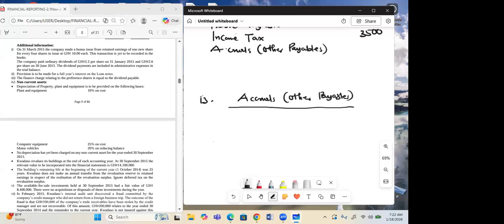From the question, the loan note interest payable. That was in working number 1, and it was 90. Do you agree? Yes, sir. Then the redeemable preference dividend payable.